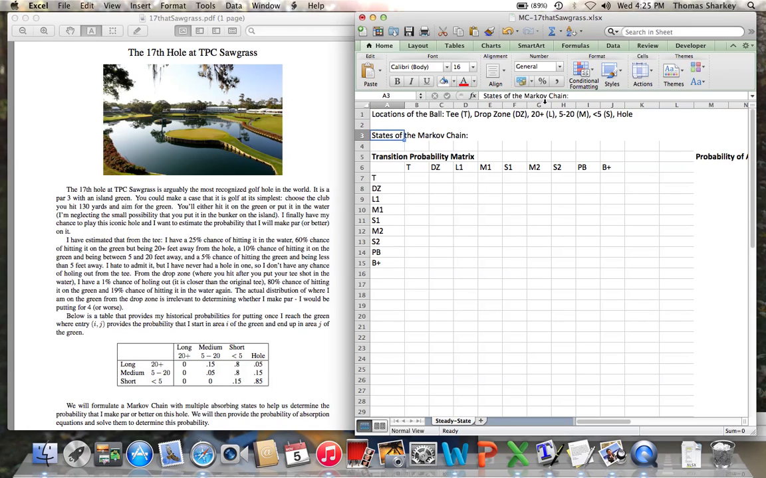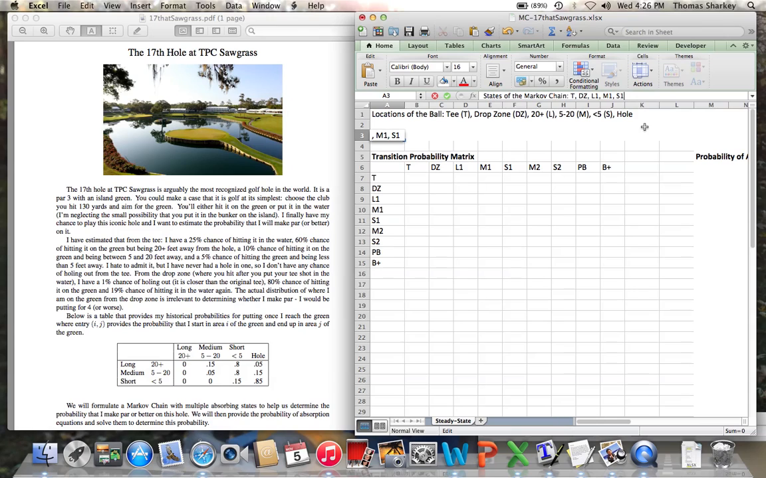So what we'll do is we'll start defining the various states of the Markov chain. We're going to have the T state, which basically means that that's where our Markov chain is going to start. And then we're going to have the drop zone state as well. And then we're going to have a state that we're going to designate L1, a state we're going to designate M1, and a state we're going to designate S1. And basically what these three states signify is that I am on the green and I've only hit one shot.